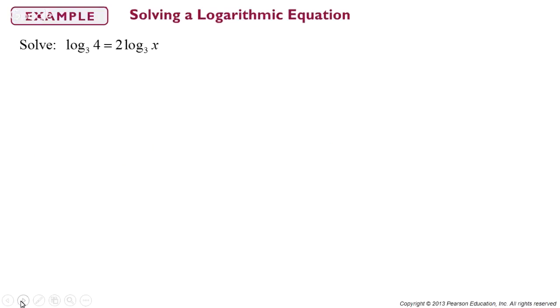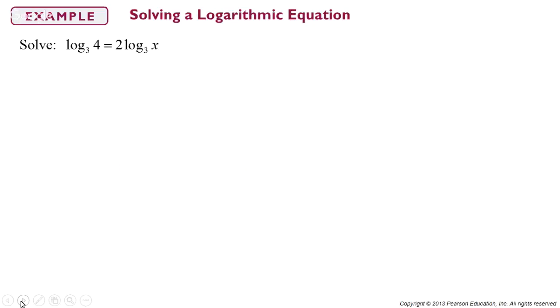When we're solving logarithmic equations, one way that you need to do it is you have the same log on both sides of the equal sign. So you need to condense it into one log on both sides of the equal sign and then set what's inside the log equal to each other.